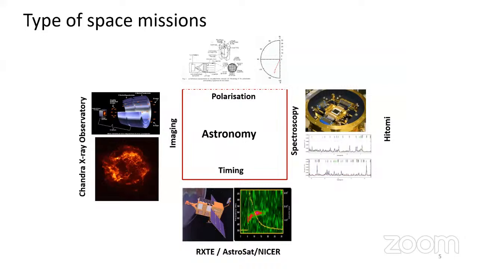So these three techniques are very well developed, and a lot of things have been done over the past 4 decades or so. But polarization is the one piece of information which has been explored only very lately. And POLIX is the second mission of this kind.